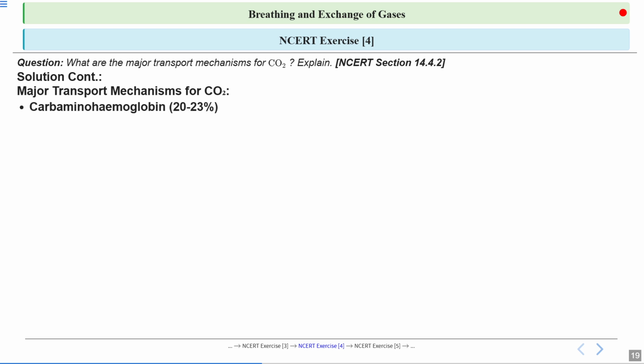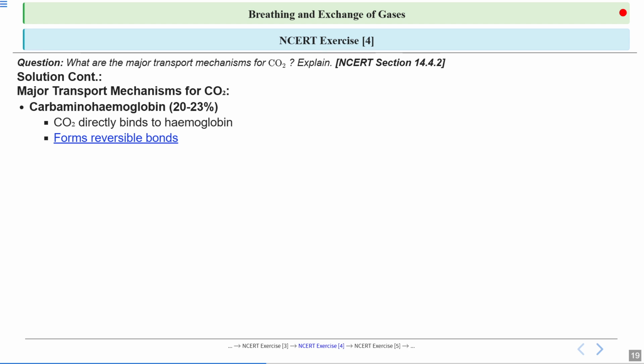Now, the next part. Another type of mechanism is the formation of carbaminohemoglobin. Some carbon dioxide combines with the hemoglobin. CO2 can directly combine with the hemoglobin, and by combining, it forms a compound called carbaminohemoglobin. And that forms a reversible bond.